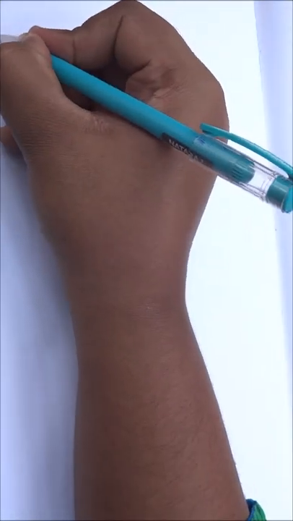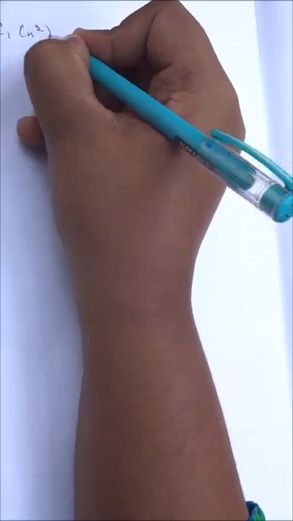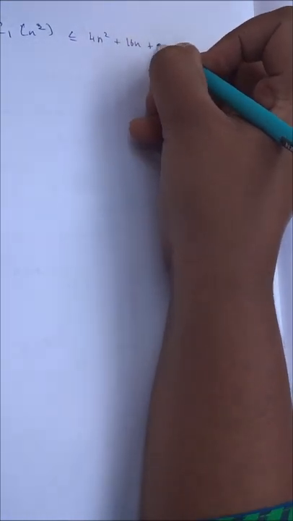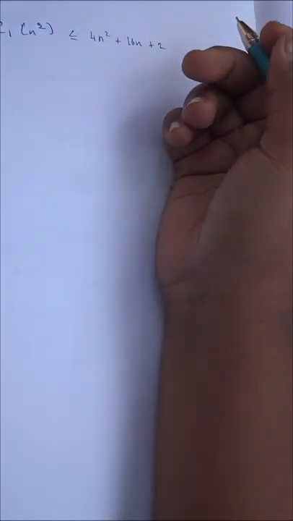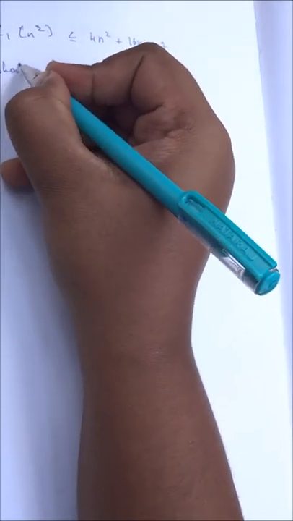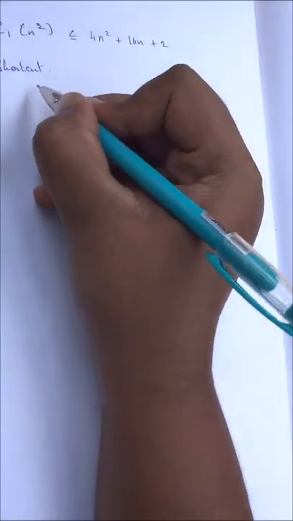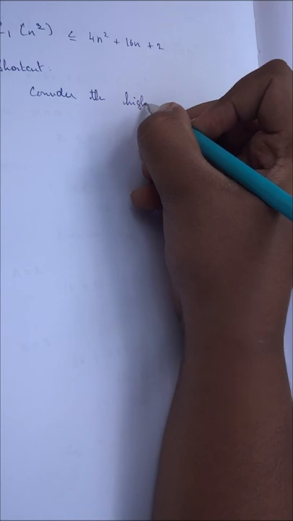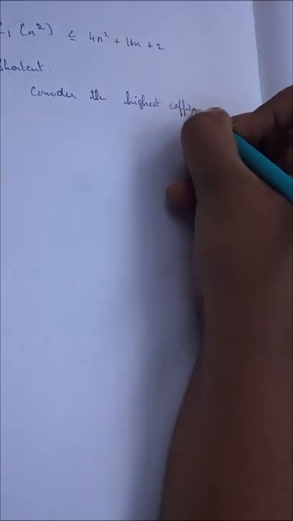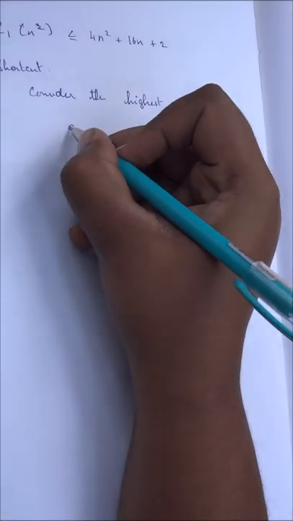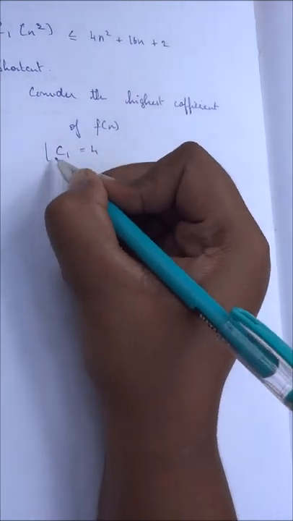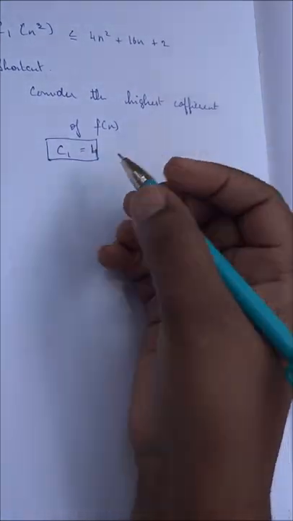Now consider the other side, the left hand side. We get c1 into n square less than or equal to 4n square plus 16n plus 2. Normally, when you consider the equation, you're supposed to find c1, but there's a shortcut to do this. The shortcut would be to consider the highest coefficient of f of n. That becomes 4. So we are going to assume c1 equal to 4.